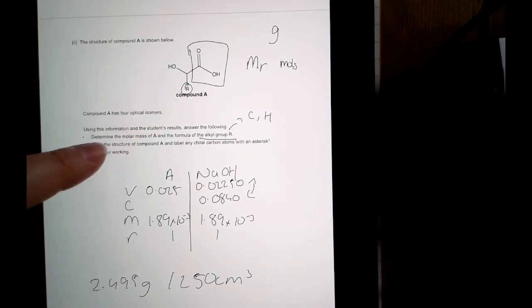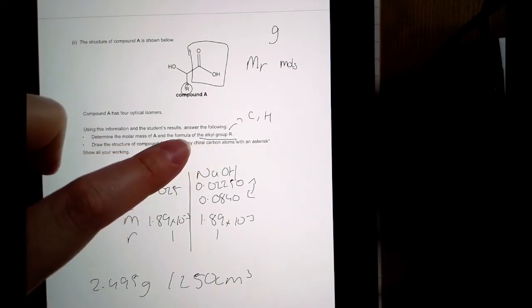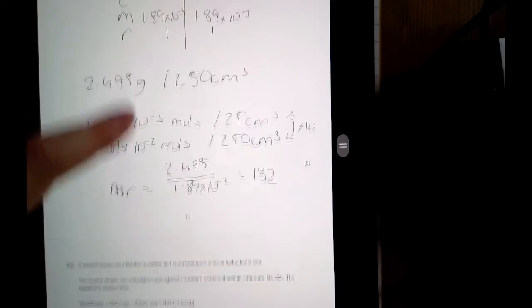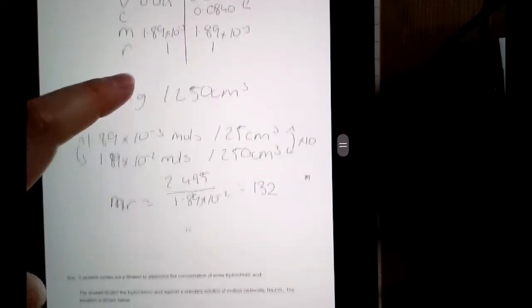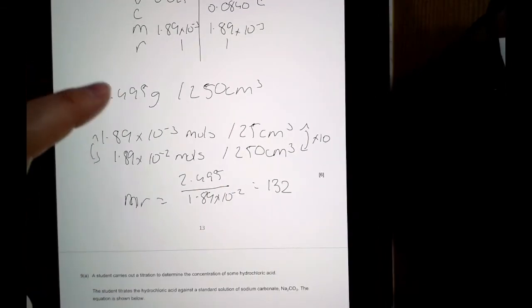I'm not going to finish off this question because it talks about chirality and chiral carbons, which we haven't covered at this point. So we can't actually finish the question, but we can use the titration calculation to work out formula mass, which is all you'll be asked in year 12.